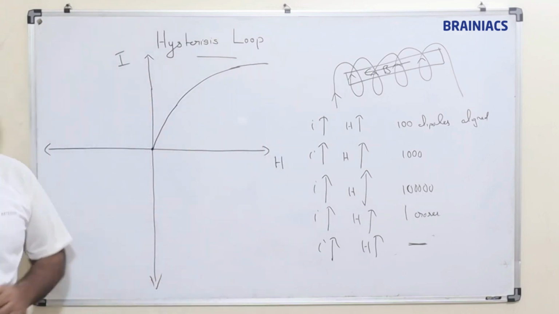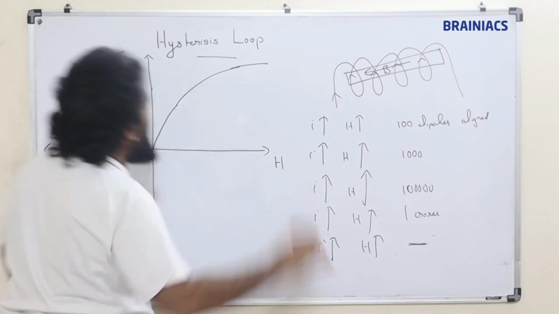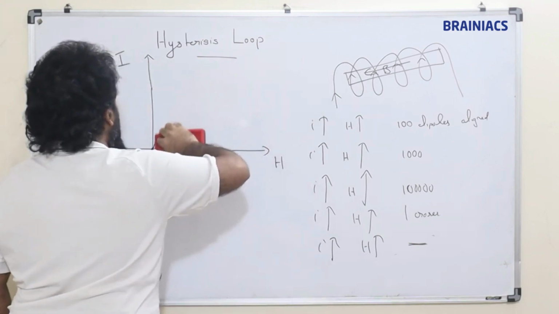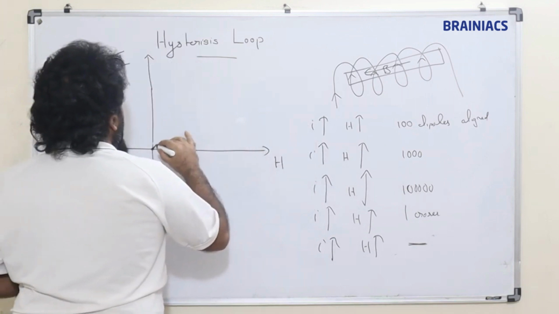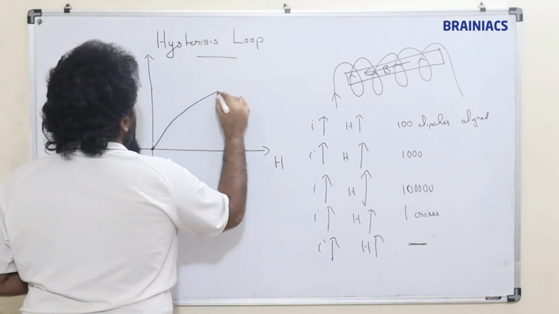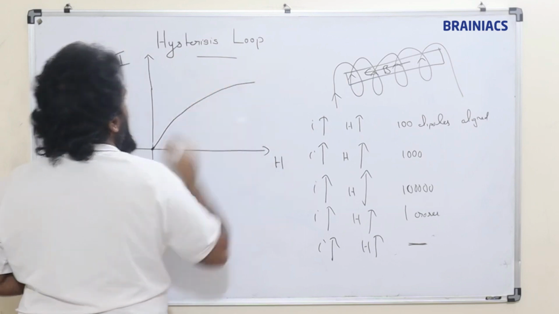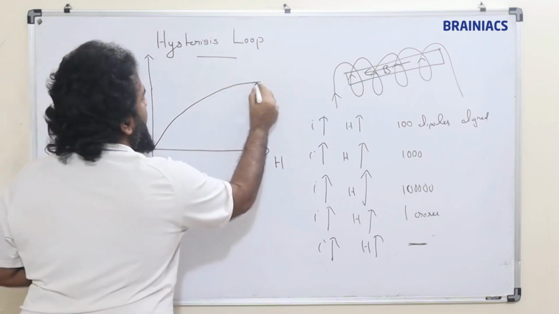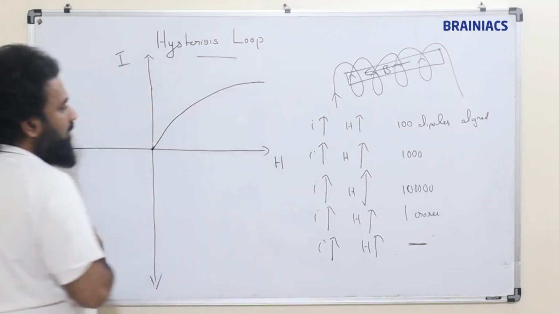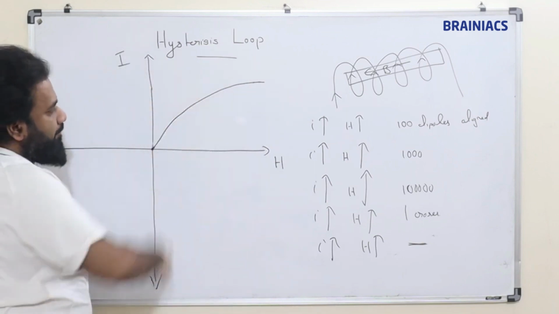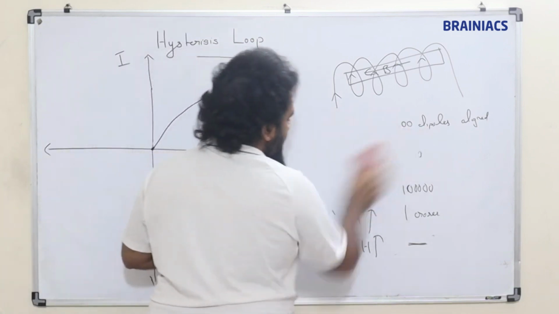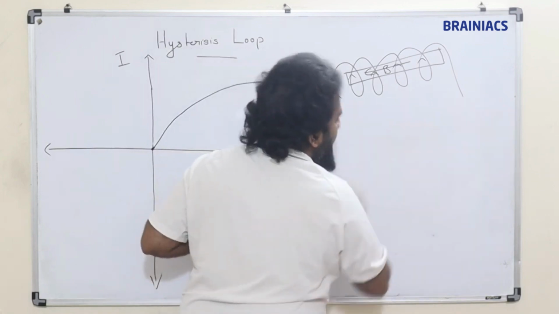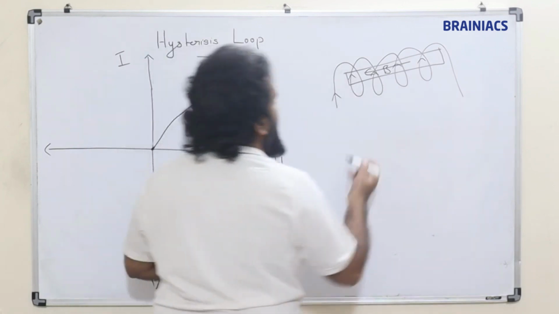Okay, is it clear? I'll draw it better. Okay, let it be like this. Now it is saturated. This is the first data. Now I am erasing this. Maximum saturated, it is completely magnetized.